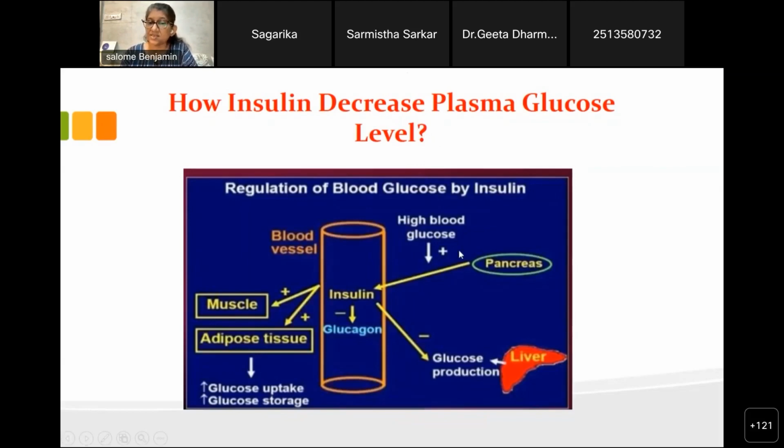So if there is beta cell destruction or unavailability or absence of insulin, then we have different types of diabetes. Next slide, please.